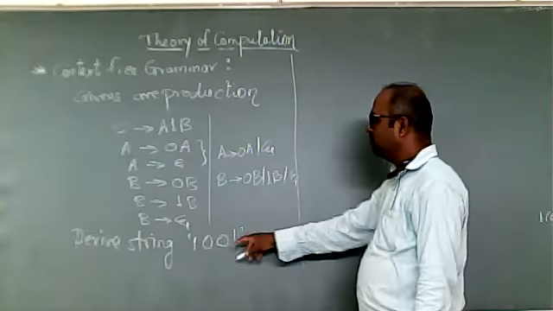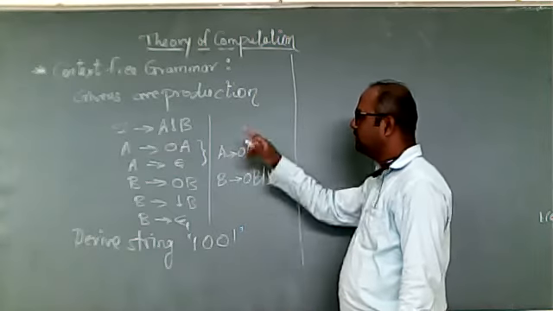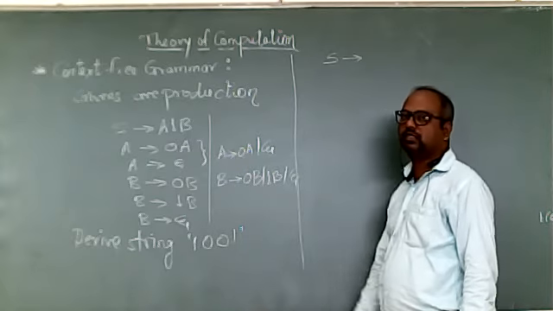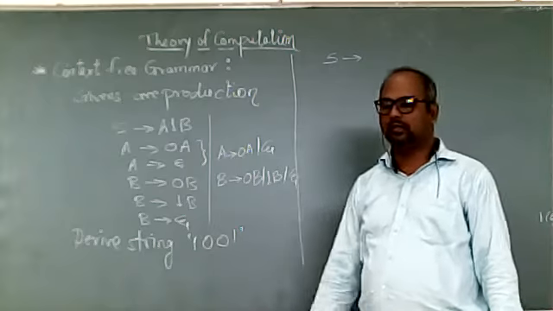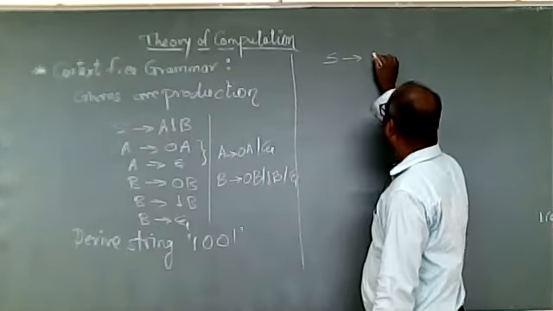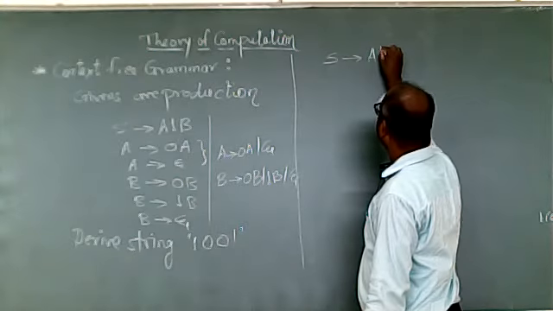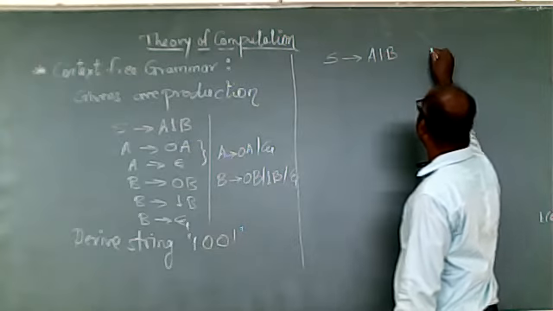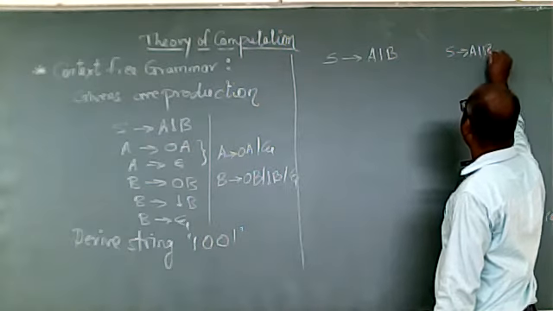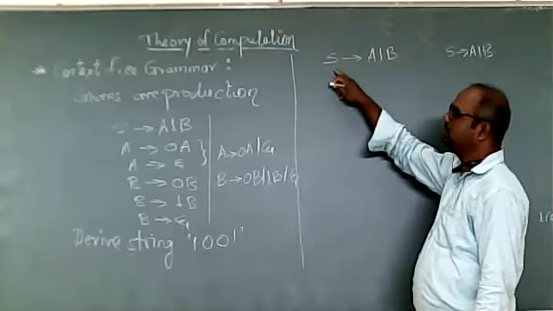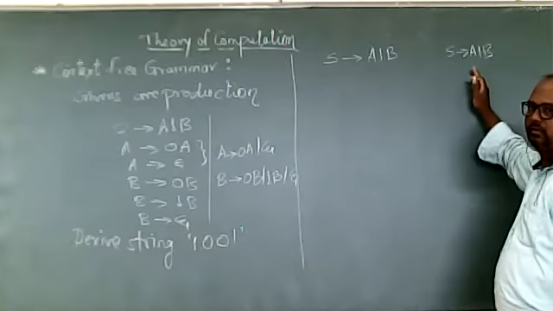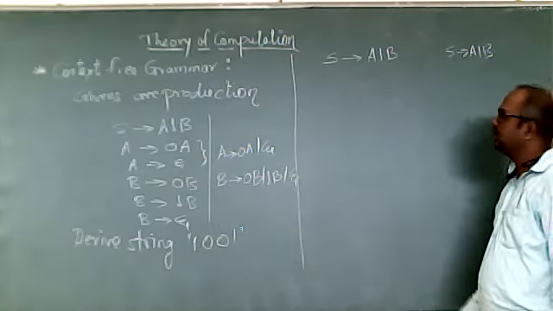Now how do we produce 1001 with the help of these productions? Always we will start with the starting symbol. The starting symbol here is S. So the first production is S produces A1B, where the production is S tends to A1B. With the help of this production, I have expanded this S. S can be replaced by this. Here on the right hand side, I am writing which production I have used to get the next string.